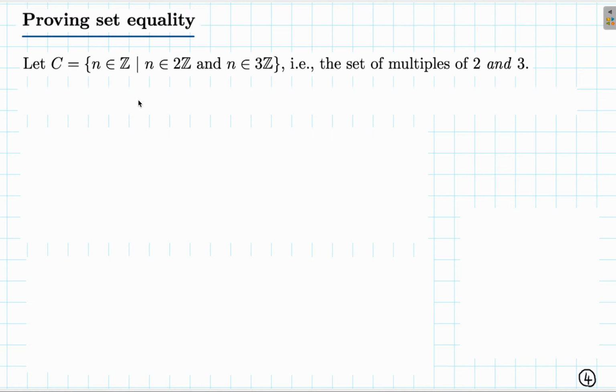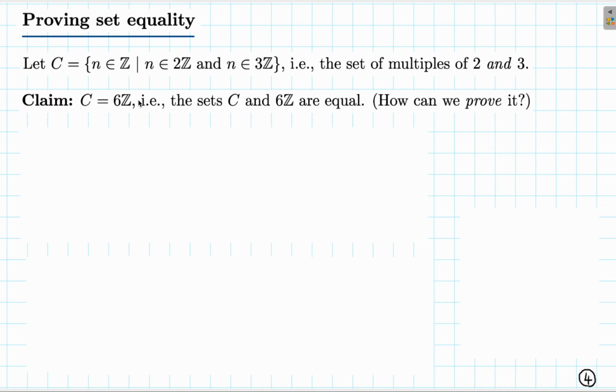And so the claim that you might have made, or conjecture that you might have made, is that this set C is the same as the set 6Z. So those two sets are equal. And in fact, that's true. And now I like to ask the question, well, how do we prove it? More generally, how do we prove that two sets are equal? And that's going to be the focus of our discussion here.